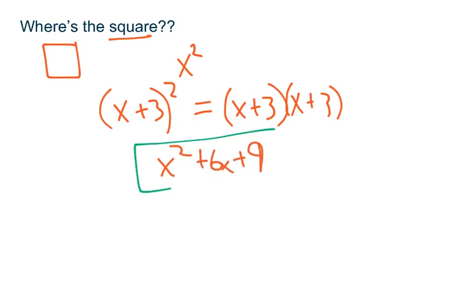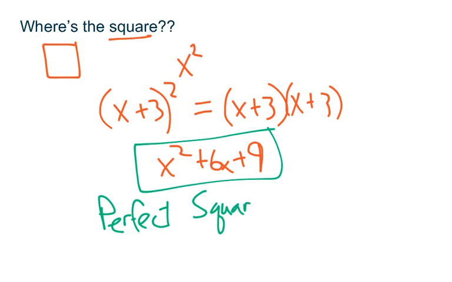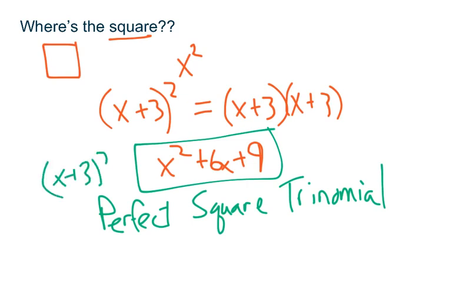Now, this we called a perfect square trinomial. So what this boils down to is we could say that this x squared plus 6x plus 9 is equal to x plus 3 squared. This again is the square that we're talking about when we say complete the square.